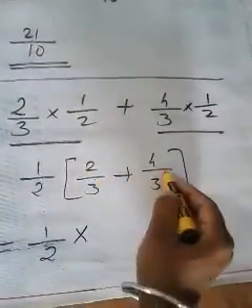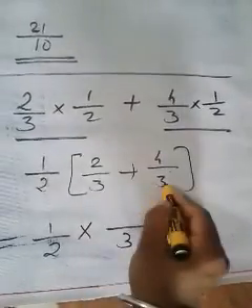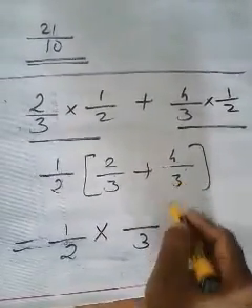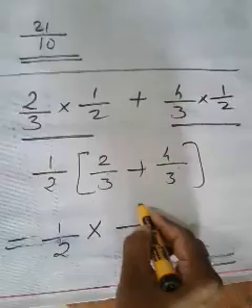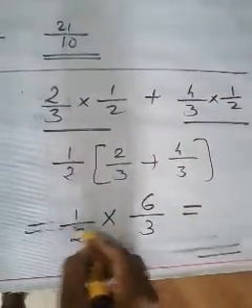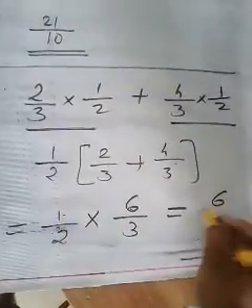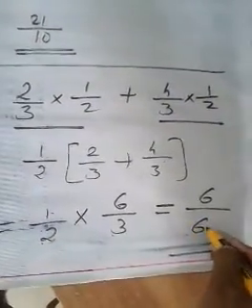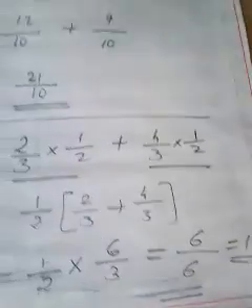Then what is 2/3 plus 4/3? Just write the denominator the same. Since the denominator is the same, just write that. What is 2 plus 4? 6. So the answer will be 6/3, isn't it? And now we can multiply 1/2 and 6/3. 1 into 6 is 6. 2 into 3 is 6. The answer will be what? 6/6 is 1. And this is a way of solving.